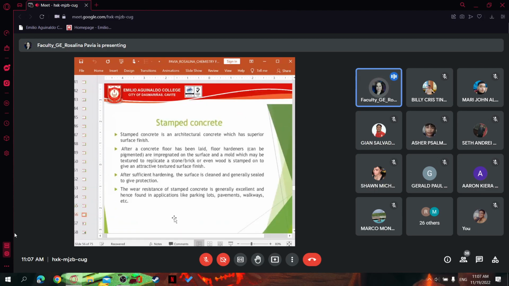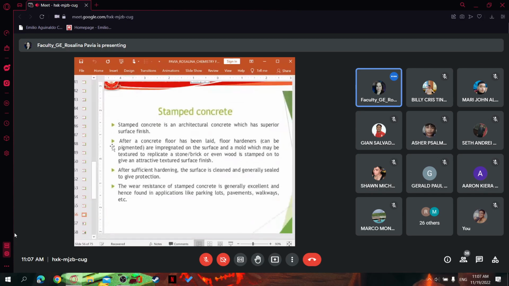Next is the stamped concrete. Stamped concrete is an architectural concrete which has superior surface finish. Okay? After a concrete floor has been laid, floor hardeners, which can also be pigmented, pwedeng may kulay, are impregnated on the surface, and a mold which may be textured to replicate a stone or brick or even wood is stamped on to give an attractive textured surface finish. Ito yung you can add a decorative component of the concrete.